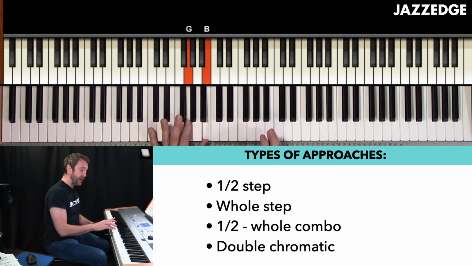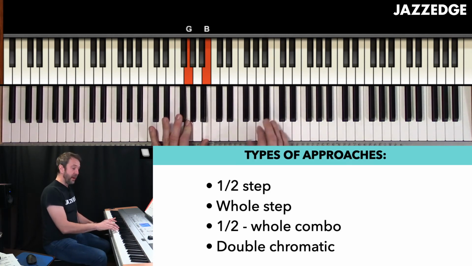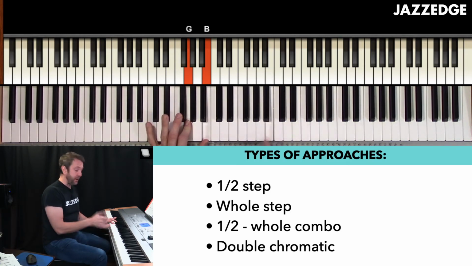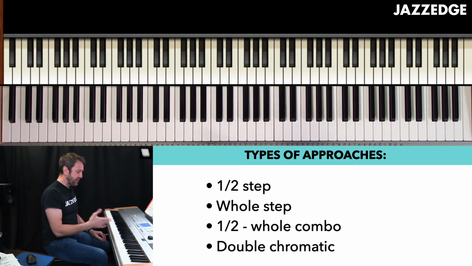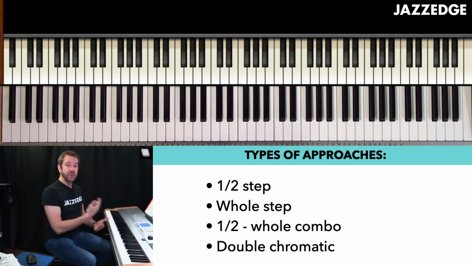I'm approaching the B. B is my target note. I'm trying to get to the B, so I do that half-step approach into the B. You can also look at that as a double chromatic as well. The A to A sharp up to B. So I'm utilizing those half steps and those approaches to kind of get into that note B.